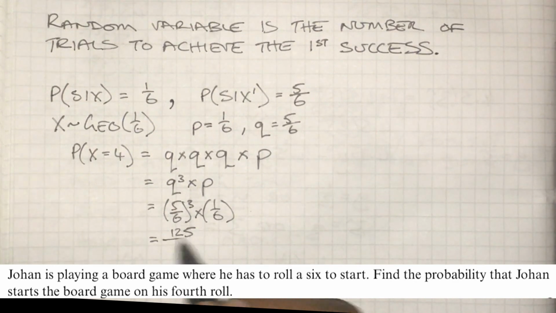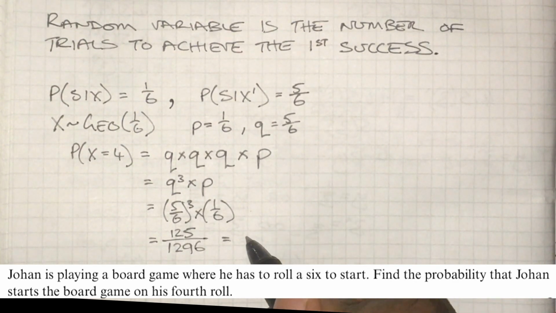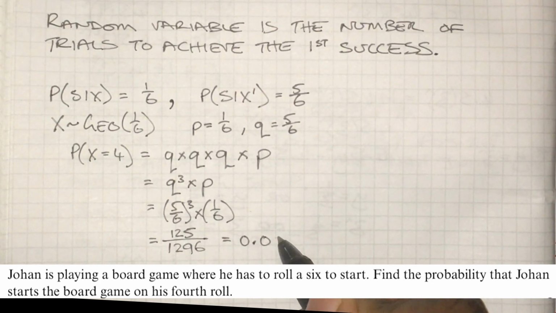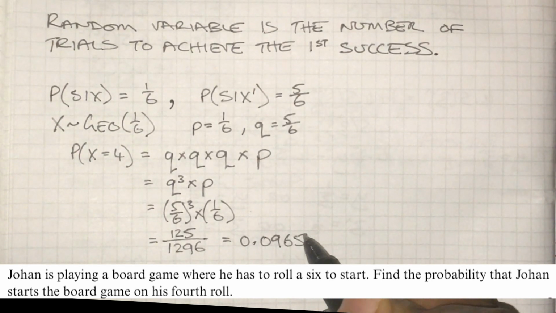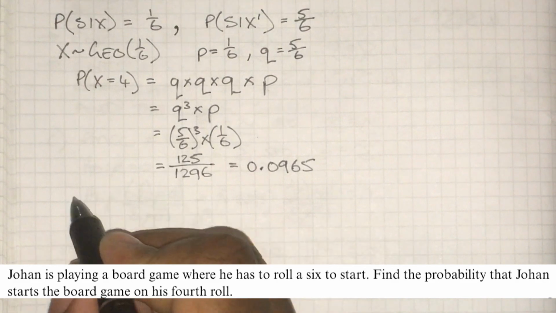So hopefully you could follow that. We were waiting for our first success, so everything before that must have been failures. With the geometric distribution, you're only ever going to have one success, since we're looking for the first success. Okay, let's see if we can generalize that.